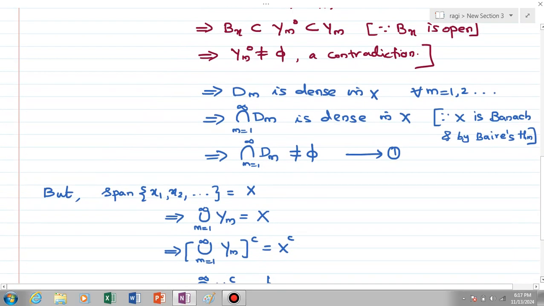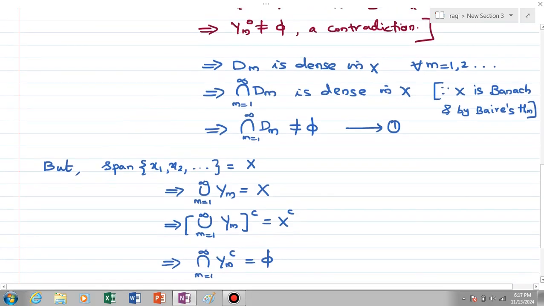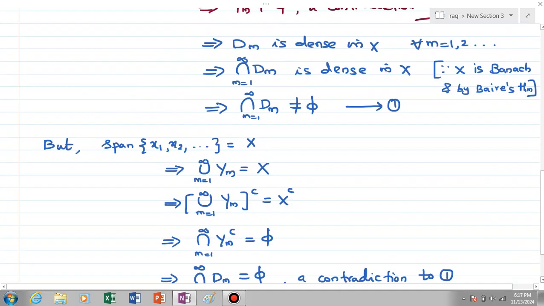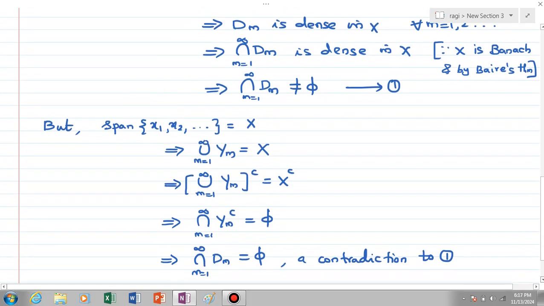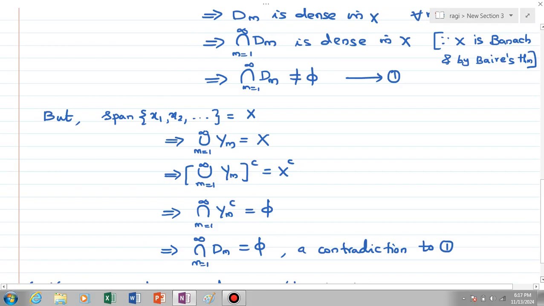But we have x1, x2, etc. is a denumerable basis for the Banach space X. That means the span of x1, x2, etc. is equal to X. So if we take the union of all Ym, we get X, right? Taking complements on both sides, we can see that the intersection of Ym complement is empty. That means the intersection of Dm is equal to empty, which is a contradiction to equation number 1.